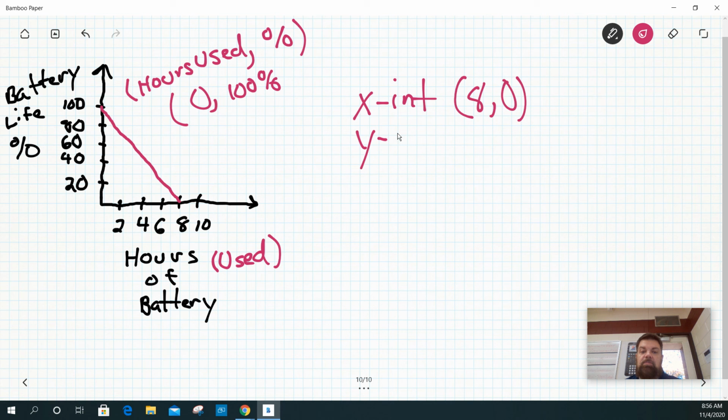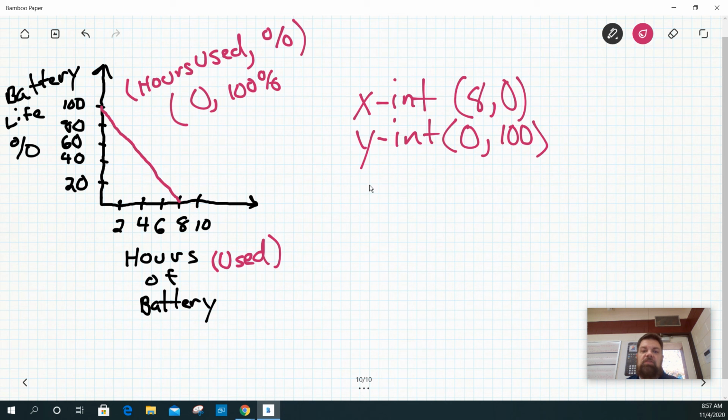Now, the y-intercept, remember the y-intercept, the x value is 0 and then the y value is 100. Now, what that means is that the battery was used 0 hours and the battery life is at 100%. It's 100% charged, okay? So there's some interesting things that we can do. One is I can write an equation based on that.